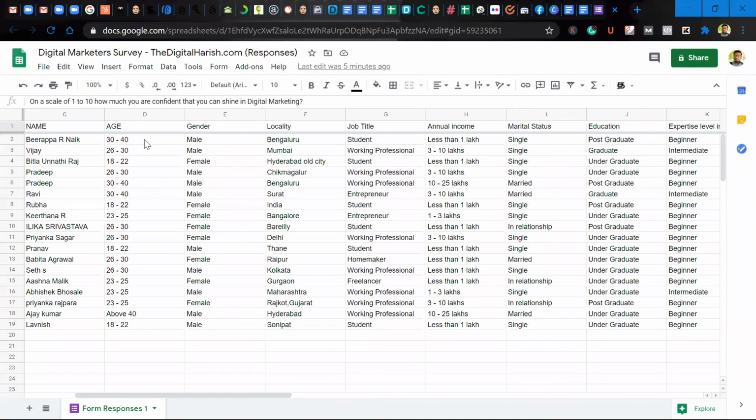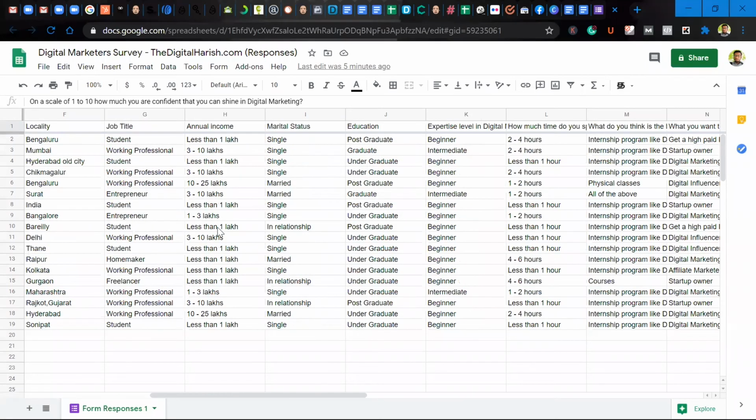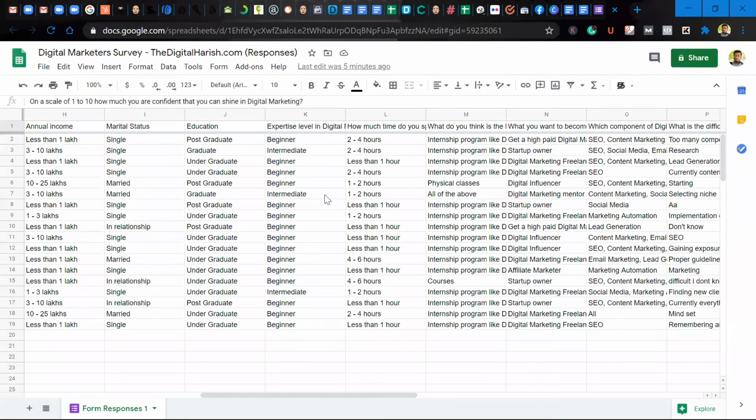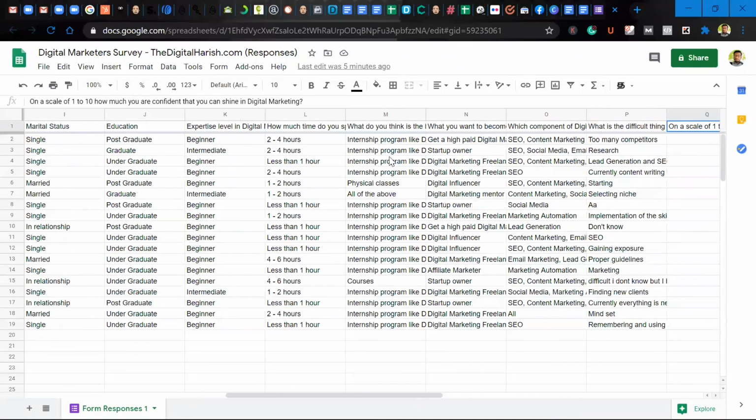So when you're looking into this, the age group is such that most of the people are less than 30, and for gender, locality, and annual income, most are people earning less than 1 lakh, and most of them are students, and many people are single, and many people here are postgraduate and undergraduate. And the expertise level is that most of the people are beginners, and they spend a maximum of 2 to 4 hours learning digital marketing per day. And they think the best way to learn digital marketing is an internship program.